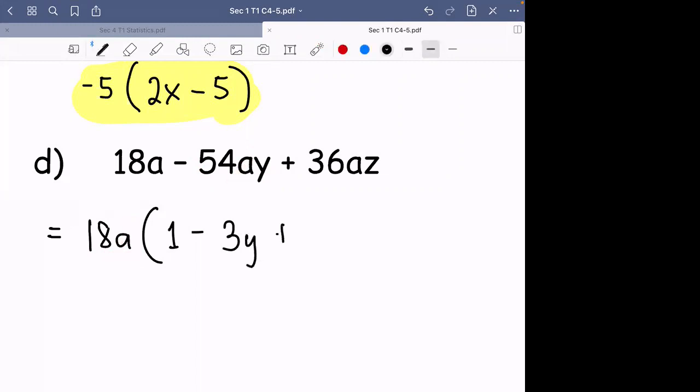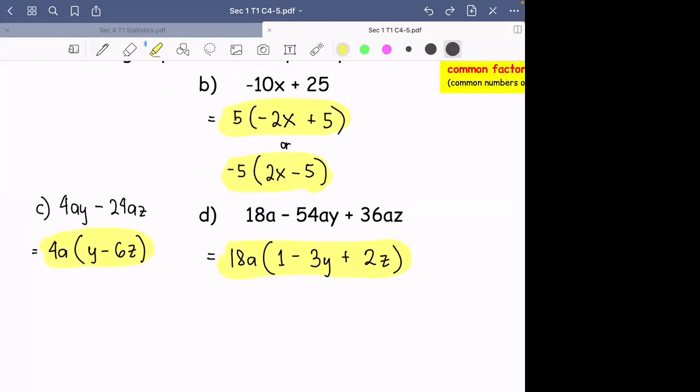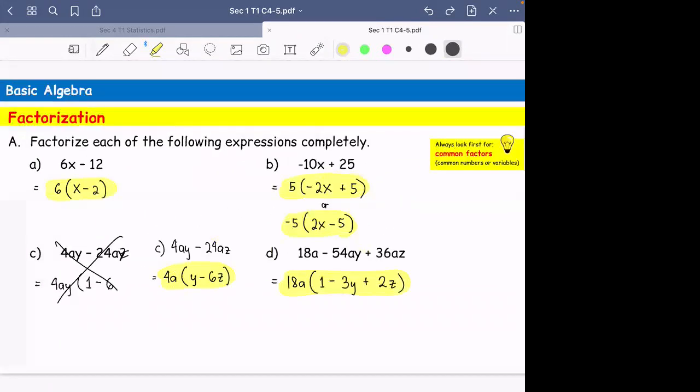And then plus 36AZ divided by 18A. 36 divided by 18 is 2, right? And then AZ divided by A, so what's left? Z. So this is your final answer for letter D. Do you have any questions, class, about factorization?